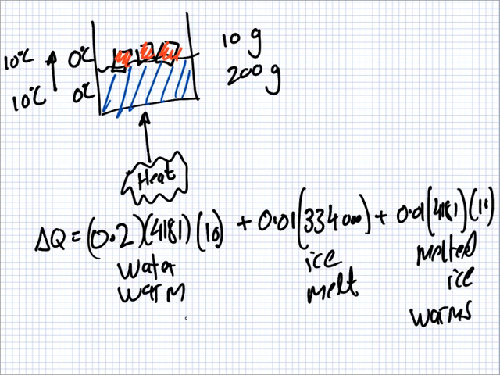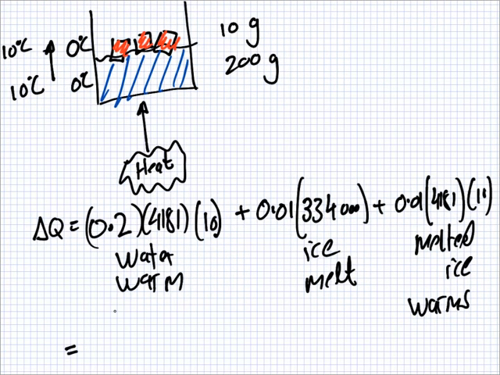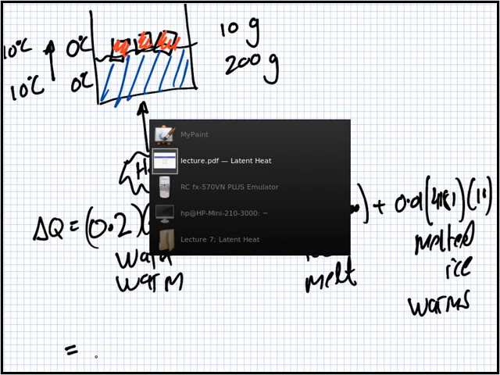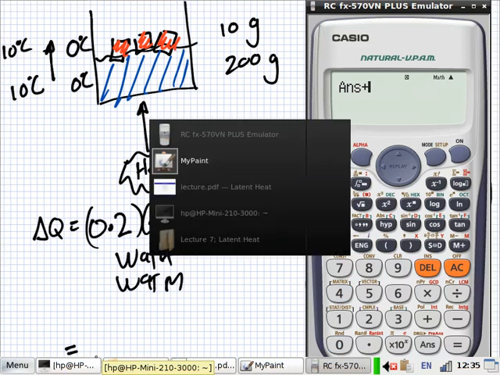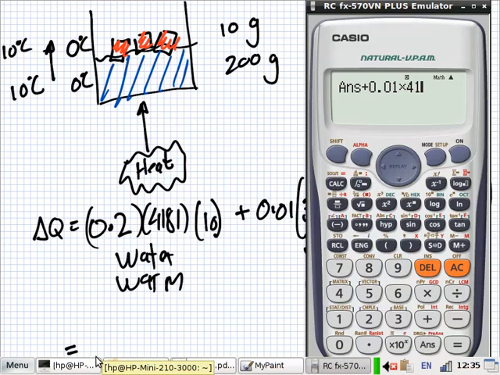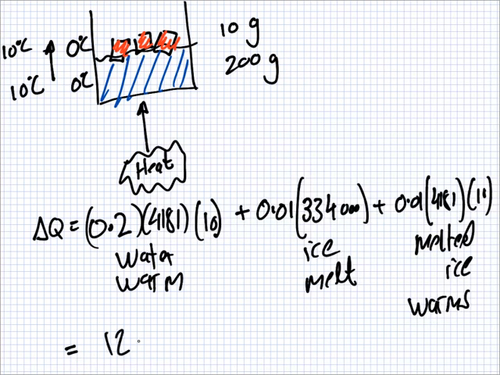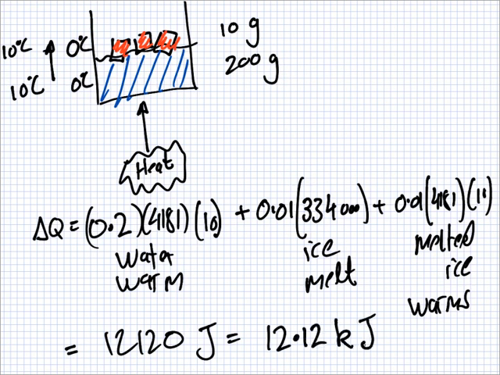So if we hit this in the calculator, we can get the answer. Whatever this is. Actually, I think I've got mine open now. 12120. There you go.